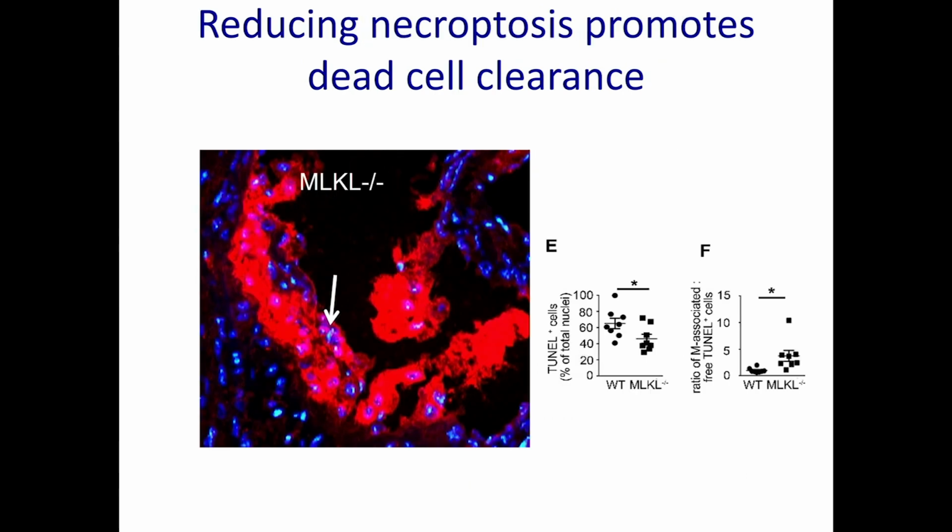And we can show that actually, this was kind of hard to put together, but these little dead cells here are in green, and what you see is that when you don't have MLKL, macrophages are able to phagocytose all those dead cells a lot better. So we can show in the plaque itself that the phagocytosis of those dead cells that are not undergoing necroptosis is much better. So it's another reason potentially why this pathway is really important.